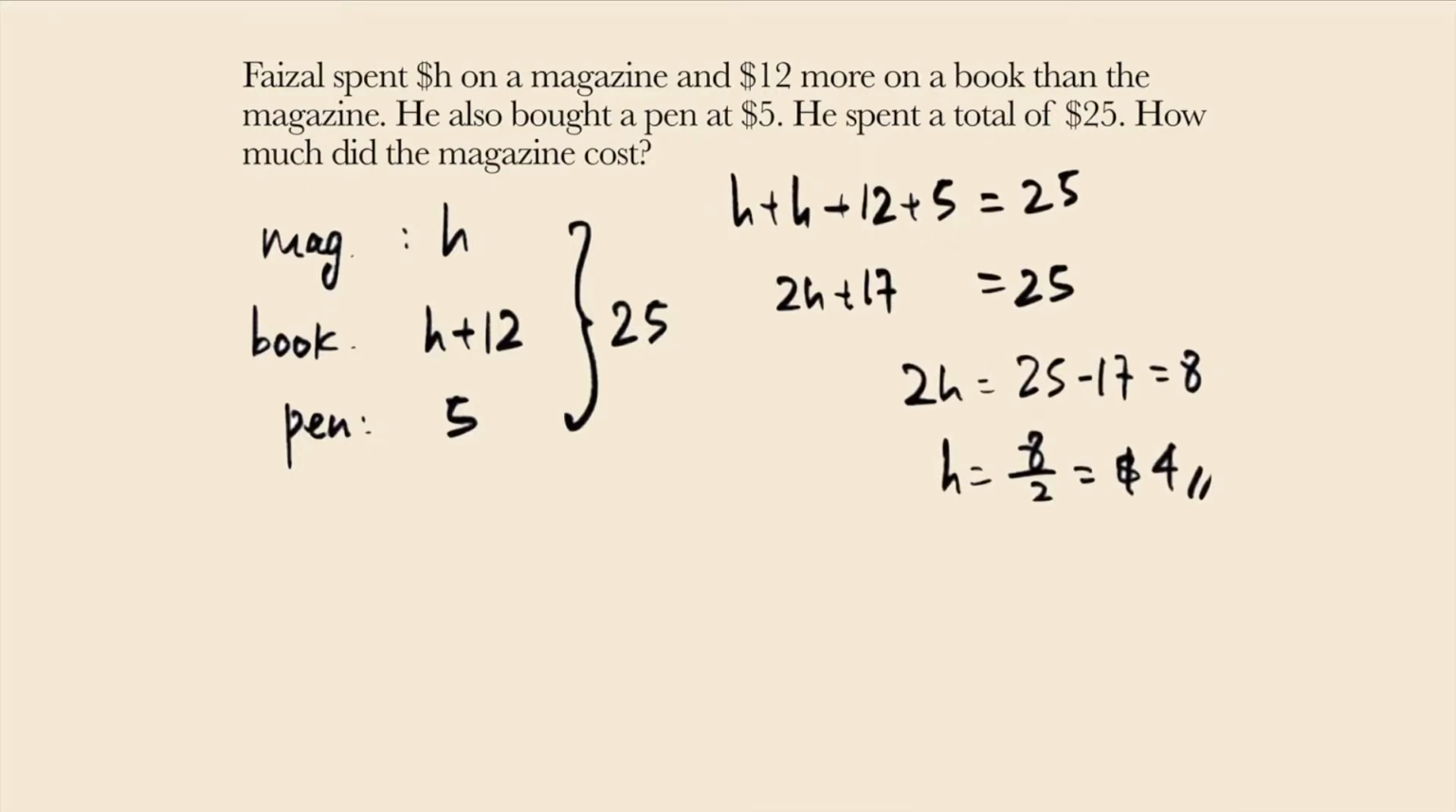Or I could, in this case, form an equation. Everything here is 25. Now 12 plus 5 is 17. And then we'll do the subtraction, giving us 2H is equal to 8. Now magazine costs 1H, so half that, $8 divided by 2 is $4.